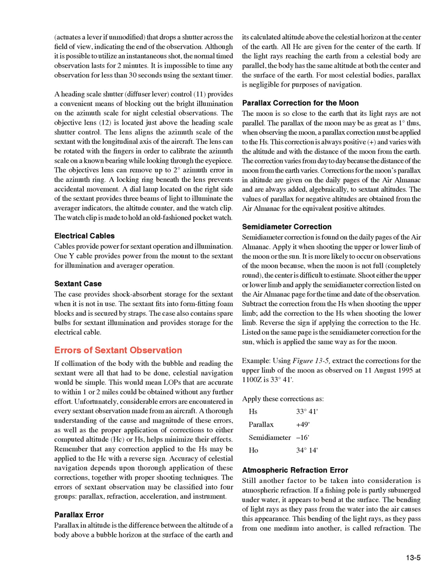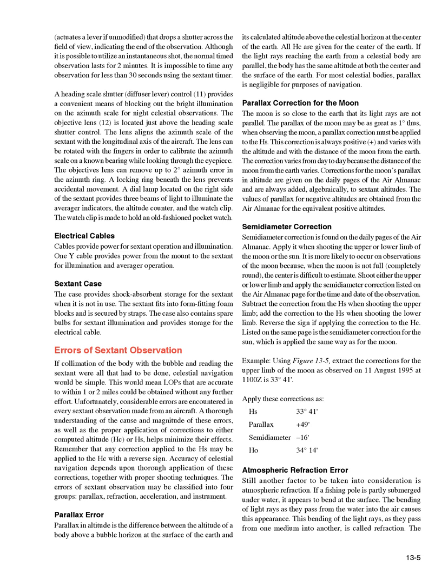Semidiameter correction is found on the daily pages of the Error Almanac. Apply it when shooting the upper or lower limb of the moon or the sun. It is more likely to occur on observations of the moon because, when the moon is not full, completely round, the center is difficult to estimate. Shoot either the upper or lower limb and apply the semidiameter correction listed on the Error Almanac page for the time and date of the observation. Subtract the correction from the Hs when shooting the upper limb, add the correction to the Hs when shooting the lower limb. Reverse the sign if applying the correction to the HC.